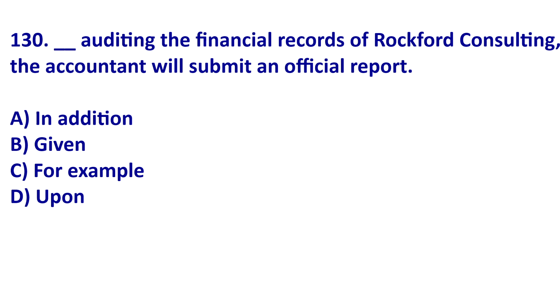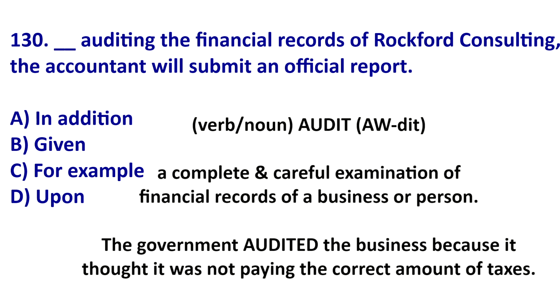Okay, now before we start, let's learn some key vocabulary. The first is audit. If somebody audits a company, this is a complete and careful examination of the financial records. For example, the government audited the business because the government thought the business was not paying the correct amount of taxes. So they audited the business. They looked closely at its financial situation. So that's an important verb you need to know. And a key note, audit can also be a noun.